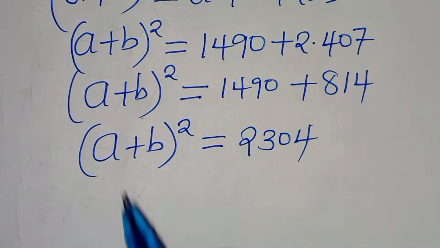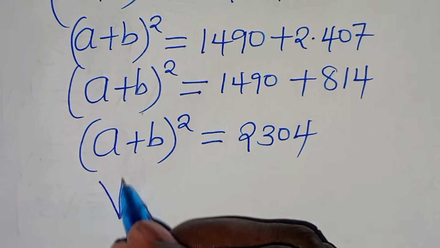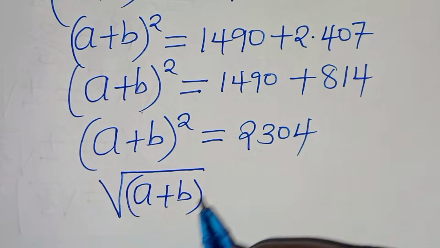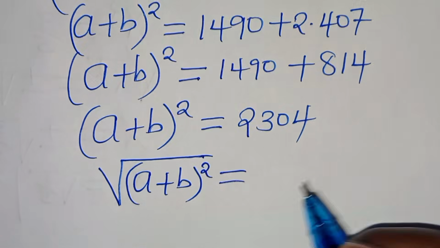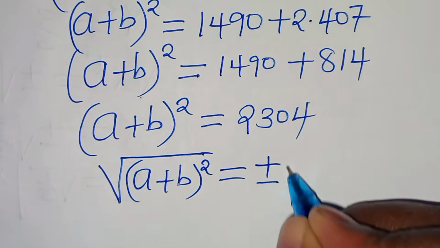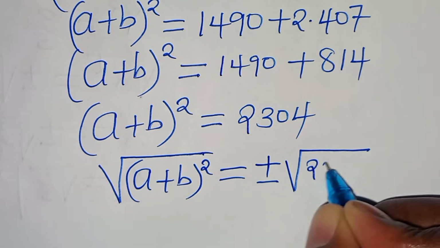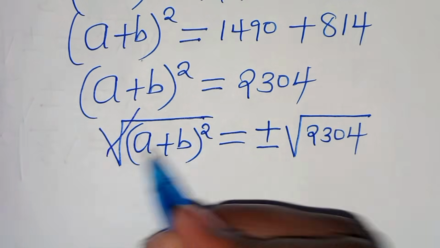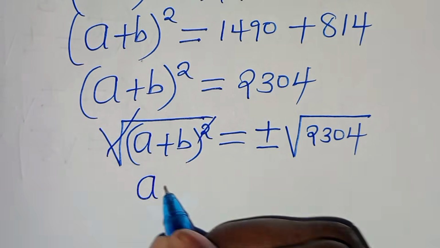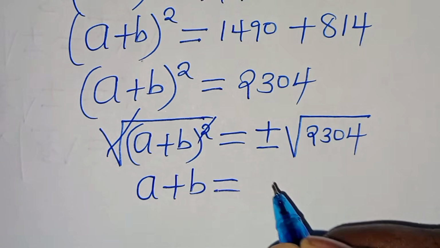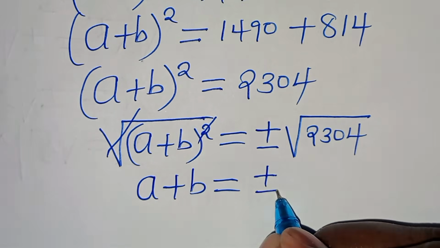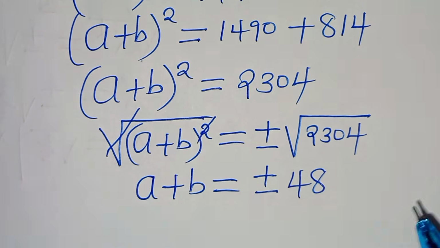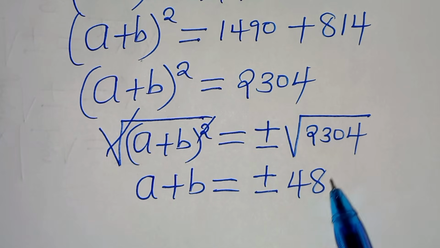Now, to solve for a plus b, let's introduce a square root on both sides. So we have the square root of (a + b) raised to the power of 2 equal to plus or minus the square root of 2304. So let's eliminate the square root sign so that we have a plus b equal to plus or minus the square root of 2304, which is 48. So we have a plus b is plus or minus 48.